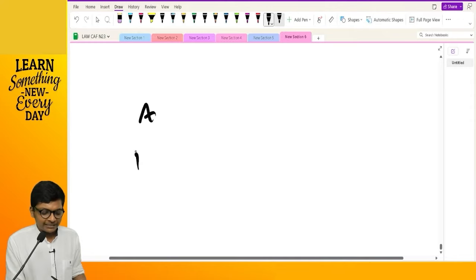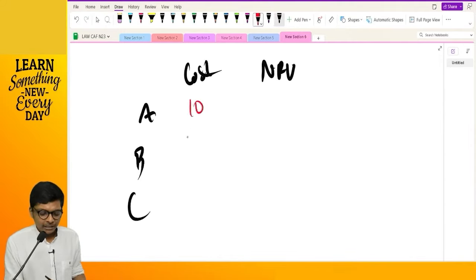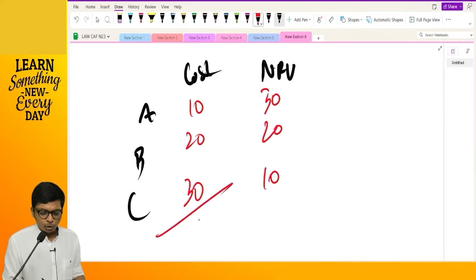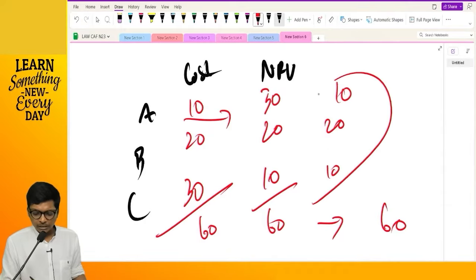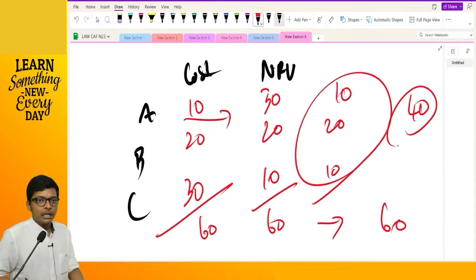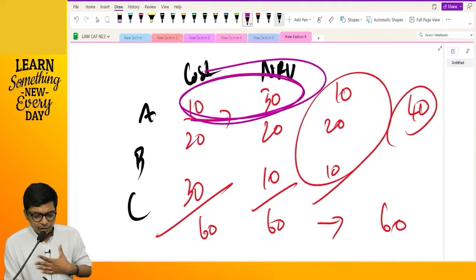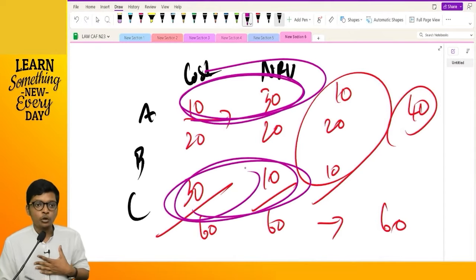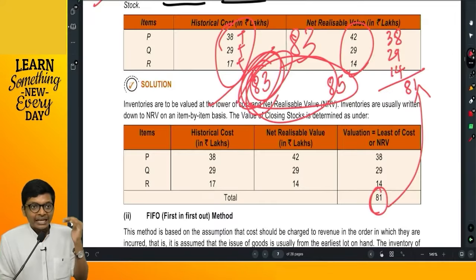If I have three products, A, B, C, with cost 10, 20, 30 and NRV 30, 20, 10, what's the total? If I do the total method, the answer will be different. But if I do individual, 10, 20, the answer will be different. If you do total, the loss over here is set off with the gain over here. The inter adjustment happens. That's the logic. That's why you have to do it individually.